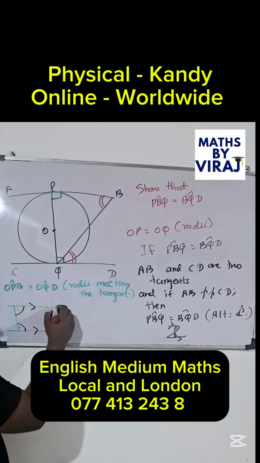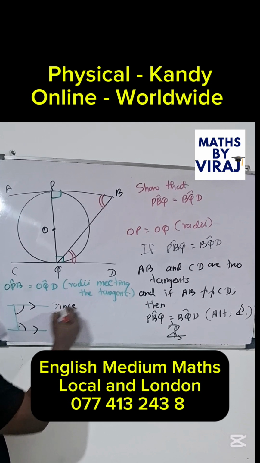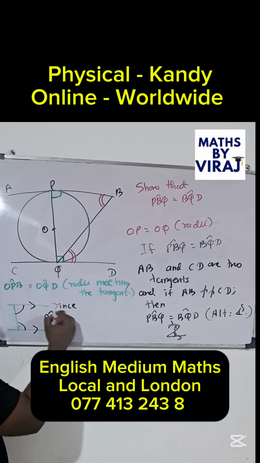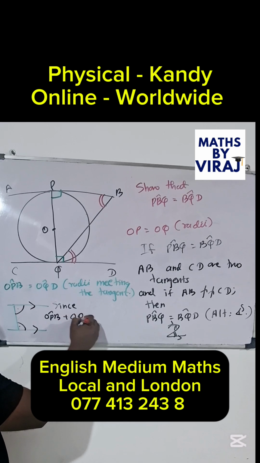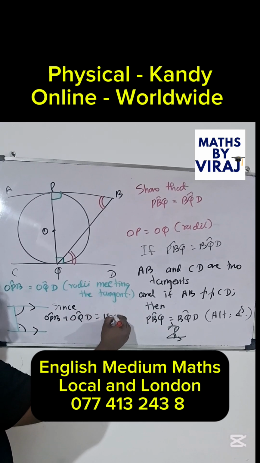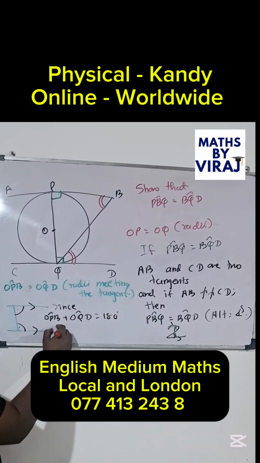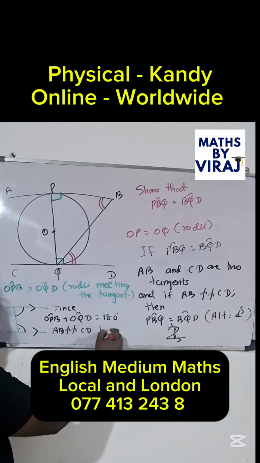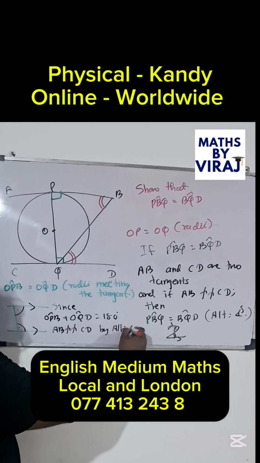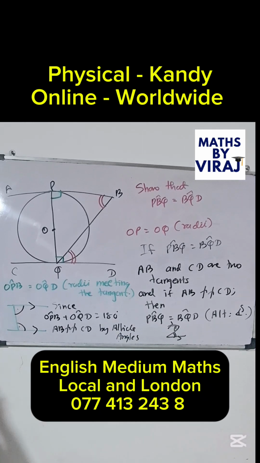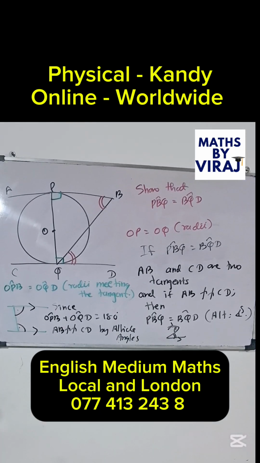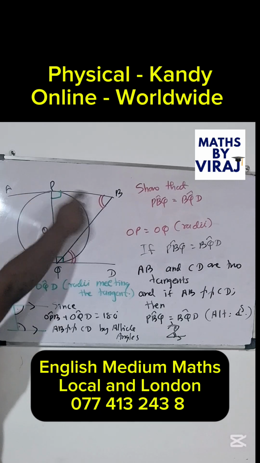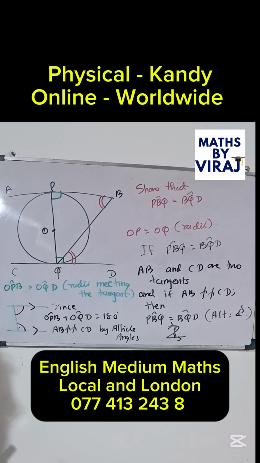Therefore we can say that since OPB plus OQD equals 180, AB is parallel to CD by allied angles. They are parallel. So AB and CD are parallel, therefore by allied angles we can say that these two are parallel.